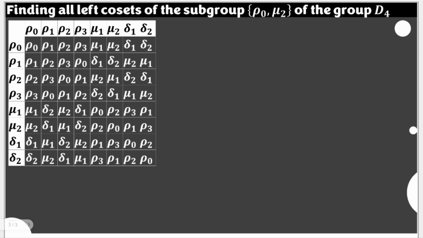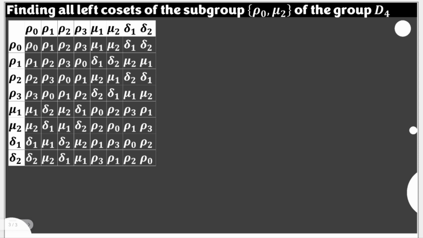So we have here the rhos are actually the rotations, the mu's are the reflections on perpendicular bisectors, and the deltas are actually reflections on diagonals. You might want to review a specific video for this on determining all of these permutations on S4. So we are going to find here all the left cosets.